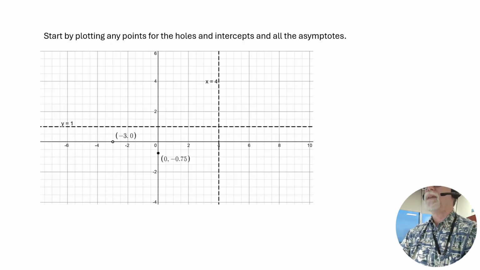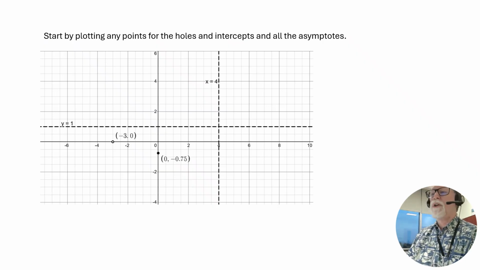Plot the points and asymptotes and holes that are there. So this one's a little bit different than the other one. Our vertical asymptote has separated it left and right. And so there's part of the graph on the left, part of the graph on the right. On the left of the vertical asymptote, we've got a hole and a y-intercept, and they're going to connect to each other, and the asymptotes are going to pull the graph towards them.